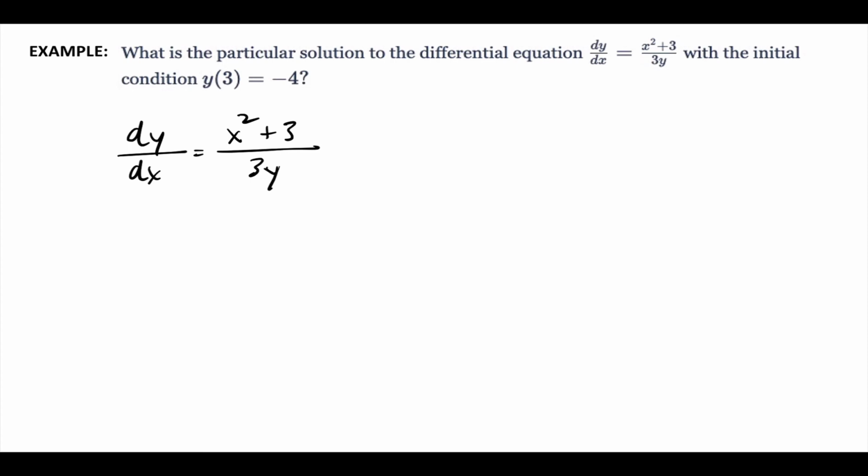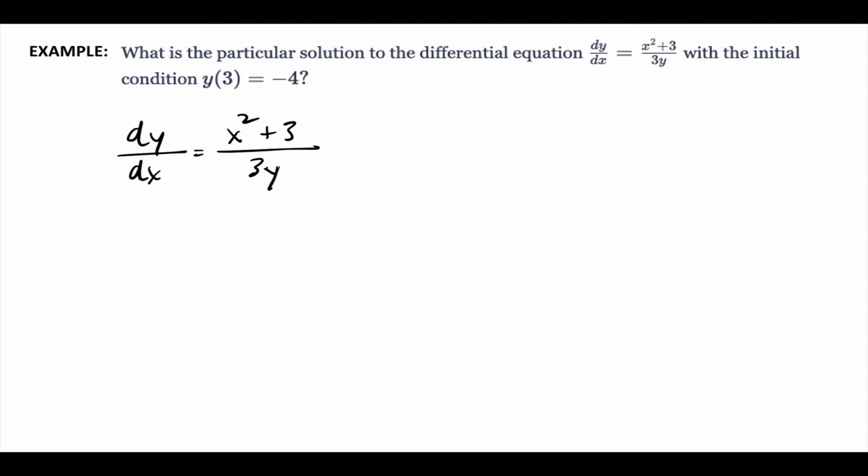So before we can do the y of 3 equals negative 4, before we can touch that, because that's the particular solution, we've got to find the general solution. So step 1, separate. Y is on the left, x is on the right.